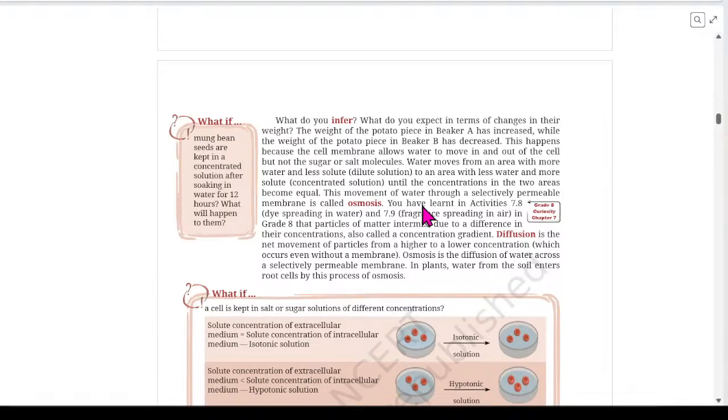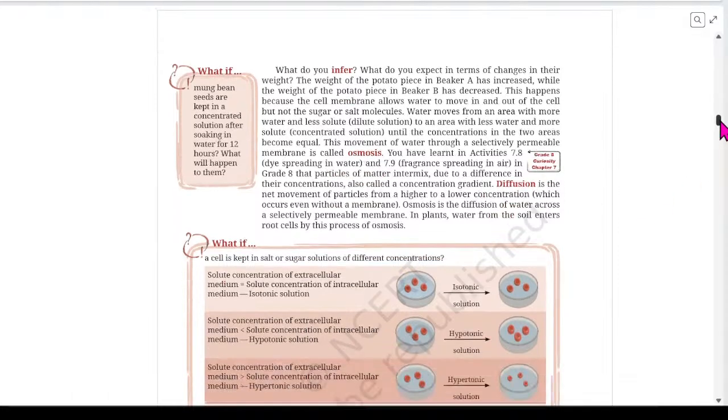You have learned in activity 7.8, which is dye spreading in water, and 7.9, fragrance spreading in water, in grade 8, that particles of matter intermix due to the difference in their concentration, also called a concentration gradient. Diffusion is the net movement of particles from a region of higher to lower concentration, which occurs even without a membrane. Osmosis is the diffusion of water across a selectively permeable membrane. In plants, water from the soil enters the root cells by the process of osmosis.